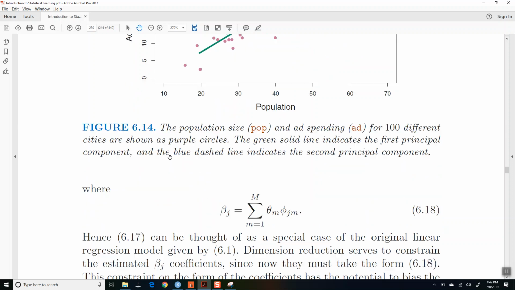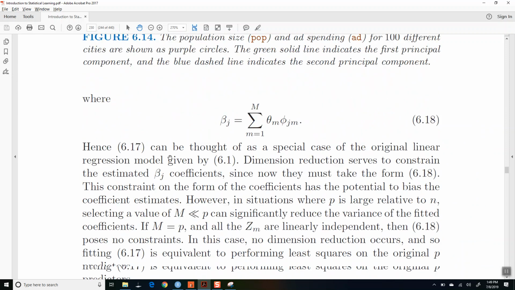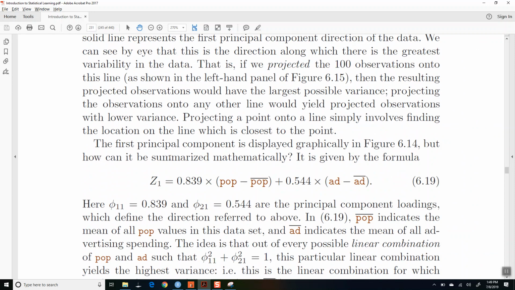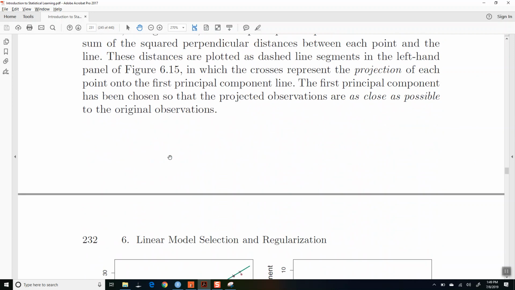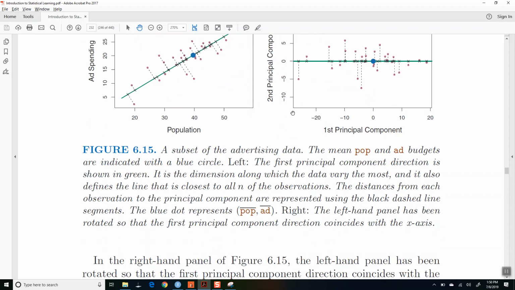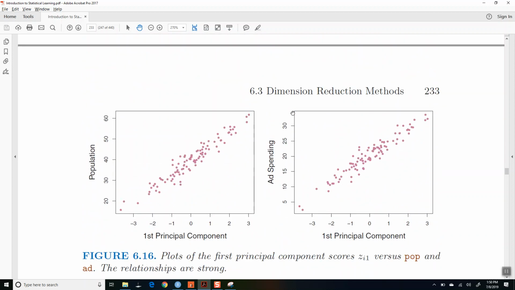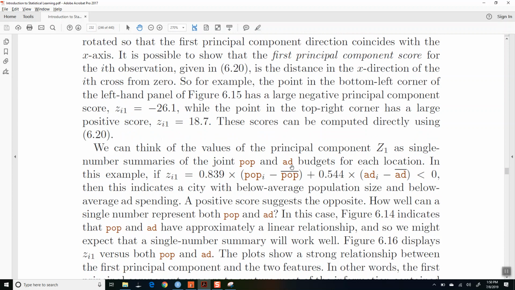Okay, and so principal components regression basically says do PCA on the data first, and when you do PCA, you've reduced the number of variables down to a smaller number of variables. So no longer do you have population and ad spending, you now have the first principal component and the second principal component, which, if you look at this, contains the same exact information. It's just a rotation of the data. And then you do linear regression on just one of the principal components. Okay.